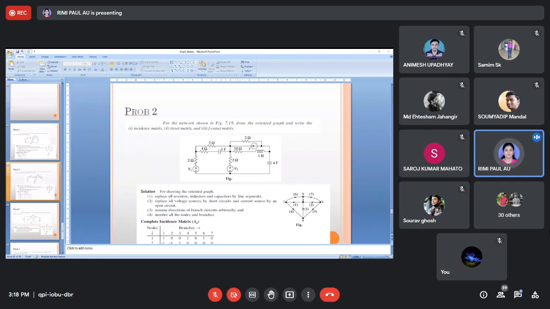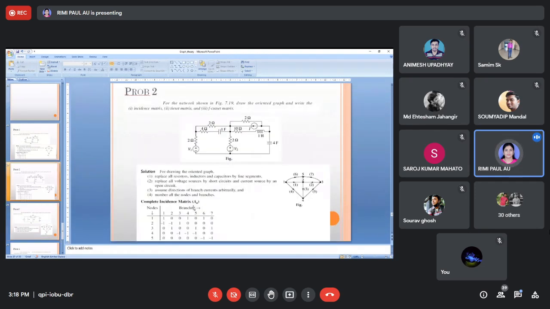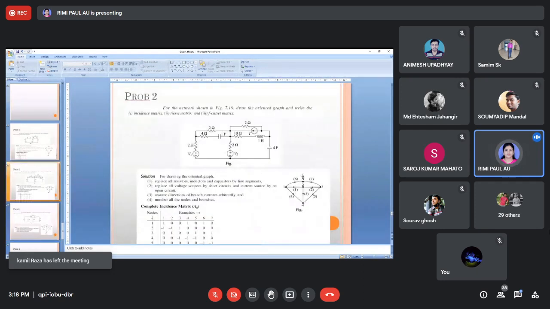So you can draw the incidence matrix. If I give you this graph, then you can draw the incidence matrix, or if I give this incidence matrix, you can draw this type of graph. But you cannot say from this graph what components are present between these branches, or between these two nodes. That's why you can draw the graph from the incidence matrix, but you cannot draw the circuit from this graph.